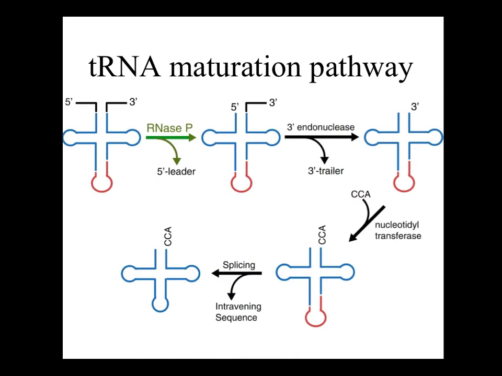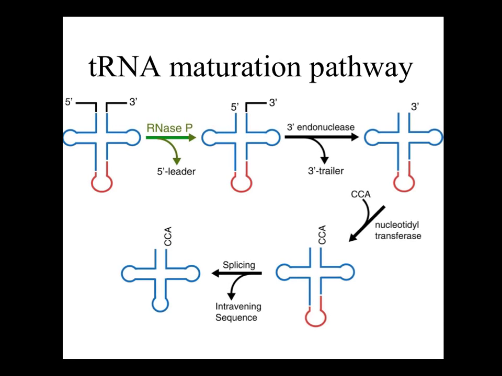So, as I mentioned before, this is the way tRNA is made. This is a universal pathway. Bacteria do it, humans do it, yeast do it, mitochondria do it, the birds do it, the bees do it.